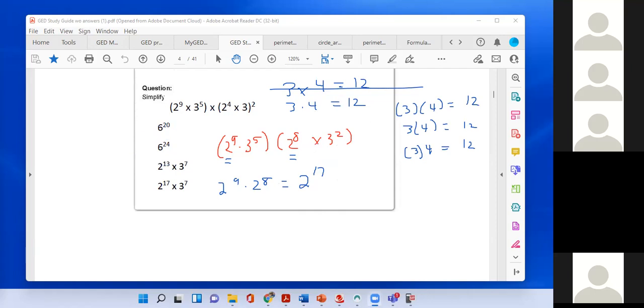So let's look at the second part. The second part, I have a base of 3. So I have 3 to the 5th times 3 squared. Remember, if I'm multiplying exponents with the same base, I add the exponents. So what is 3 to the 5th times 3 to the 2nd? Can anybody tell me? To the 7th. 3 to the 7th. Now, these are not like terms, so I have to keep them the way they are. 2 to the 17th times 3 to the 7th, which will be answer D.